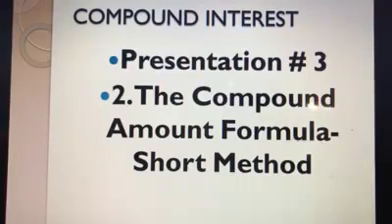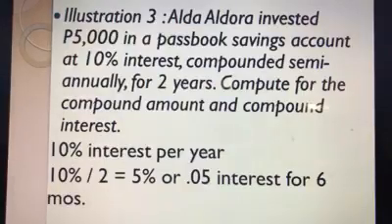For better understanding, make sure to watch video number 1 and number 2 of course packet 3. We will now discuss the compound amount formula, or the short method of computing for the compound amount. We will use the same example about Alda Aldora. 5,000 is our passbook savings account, 10% is the interest, and the interest will be compounded semi-annually for 2 years.